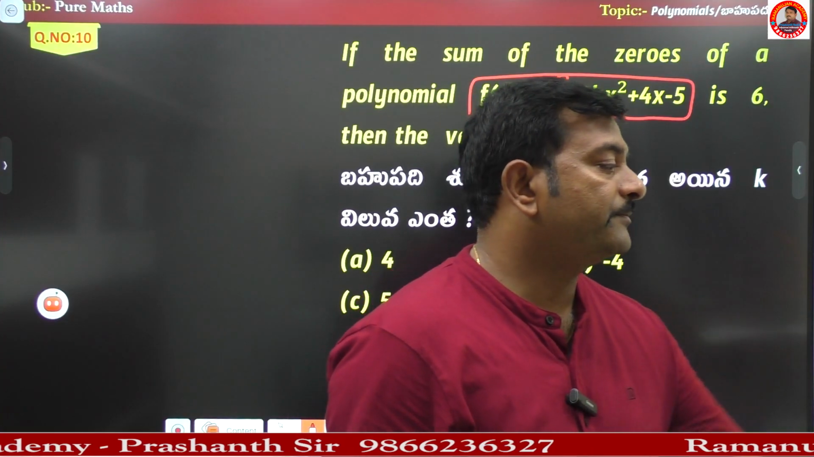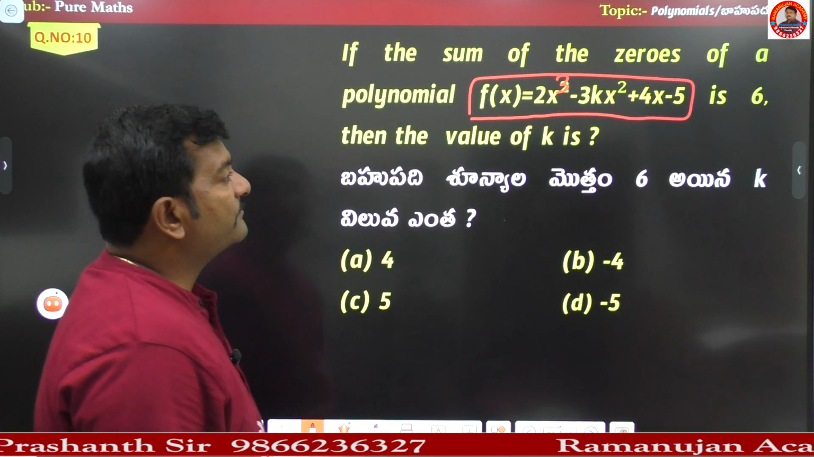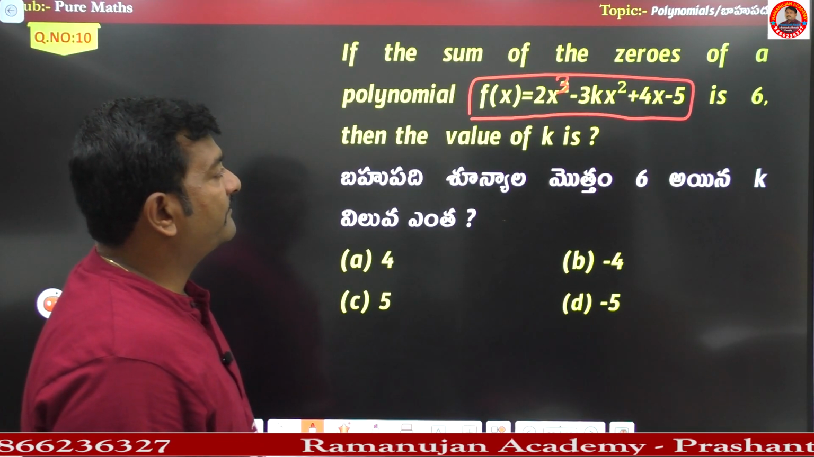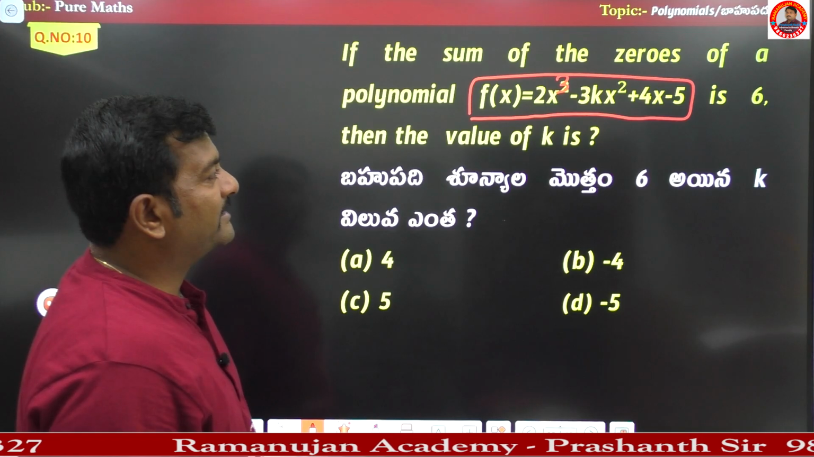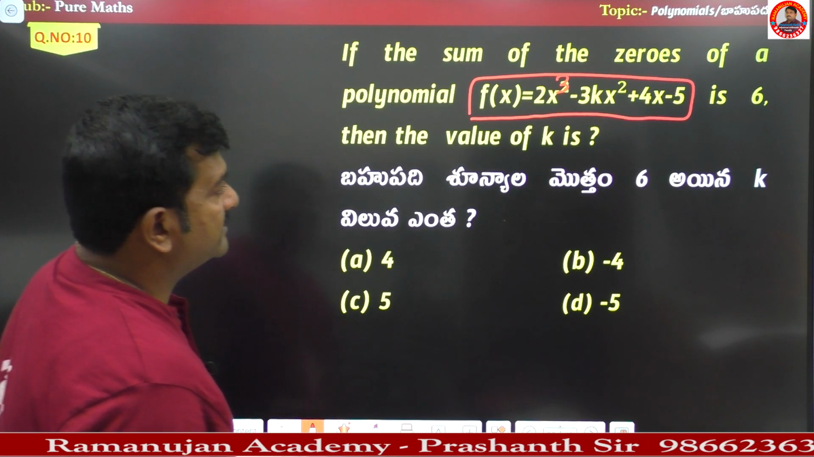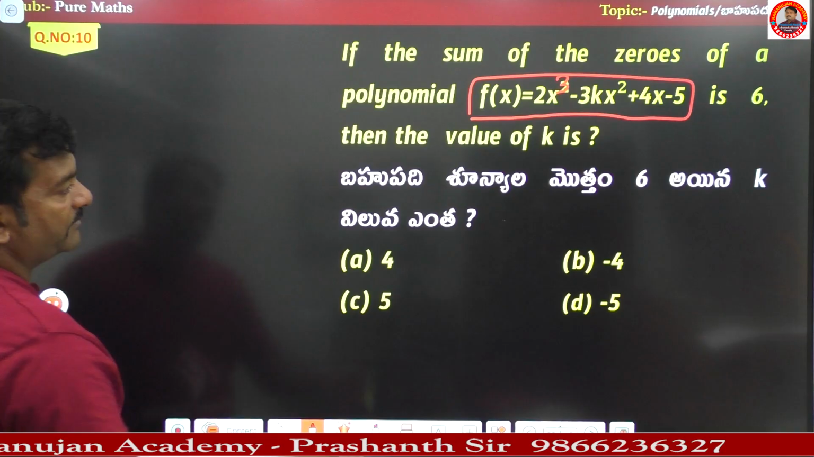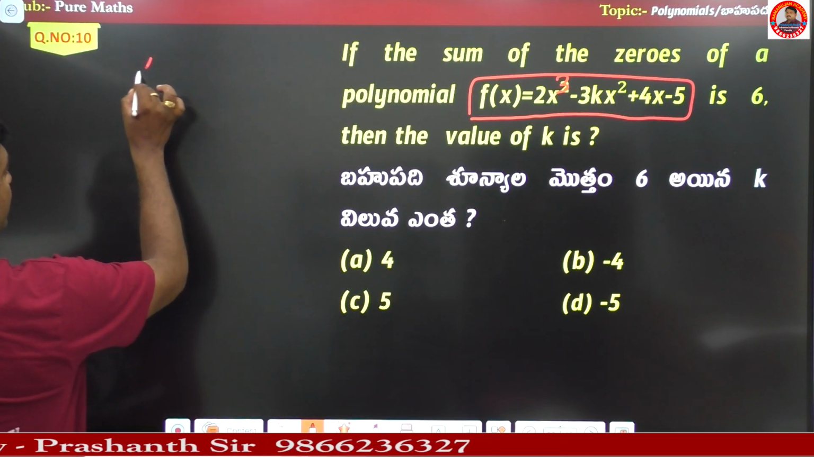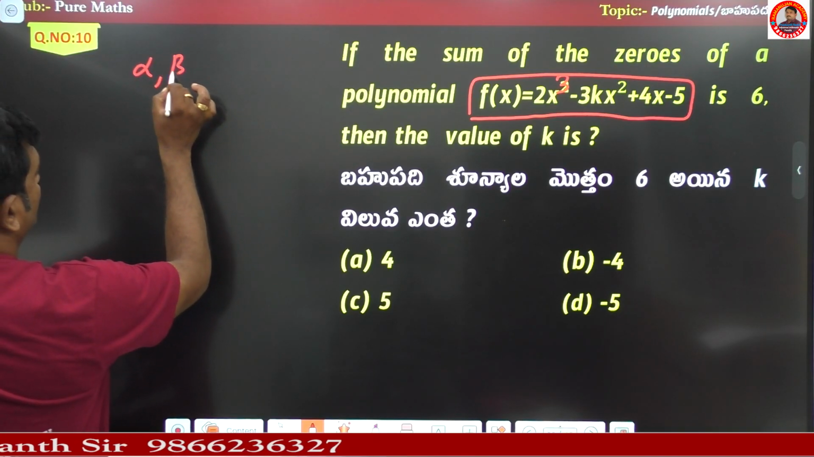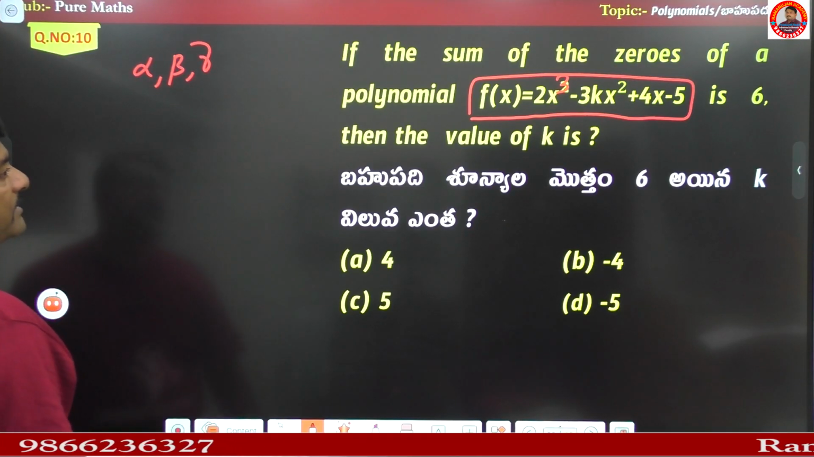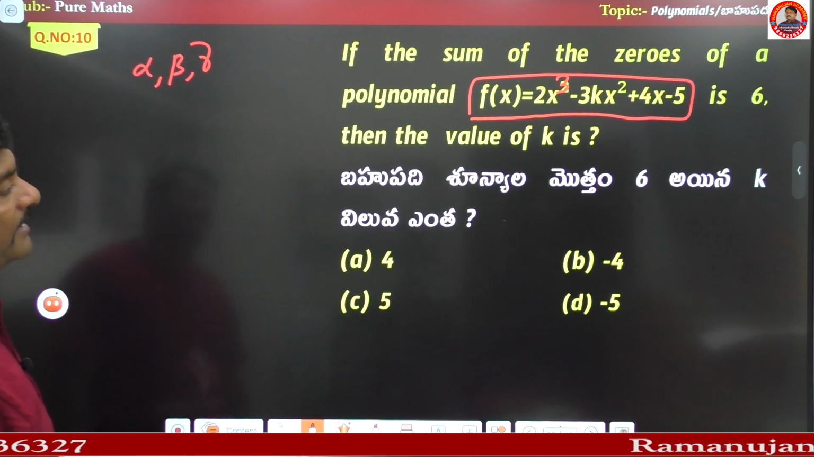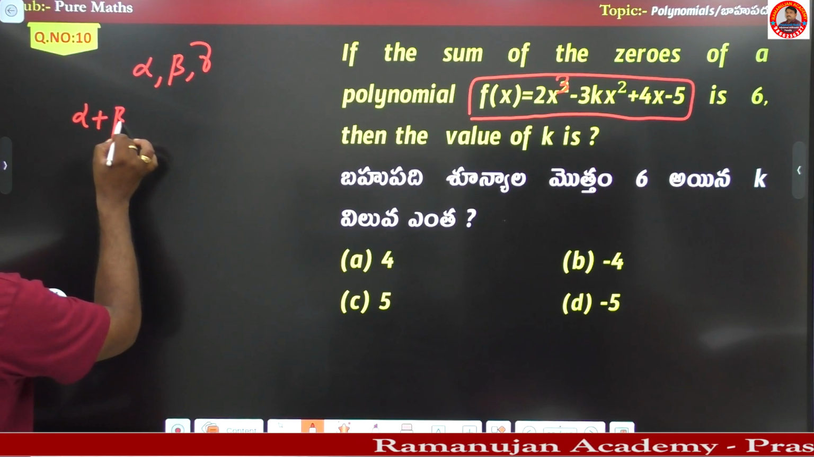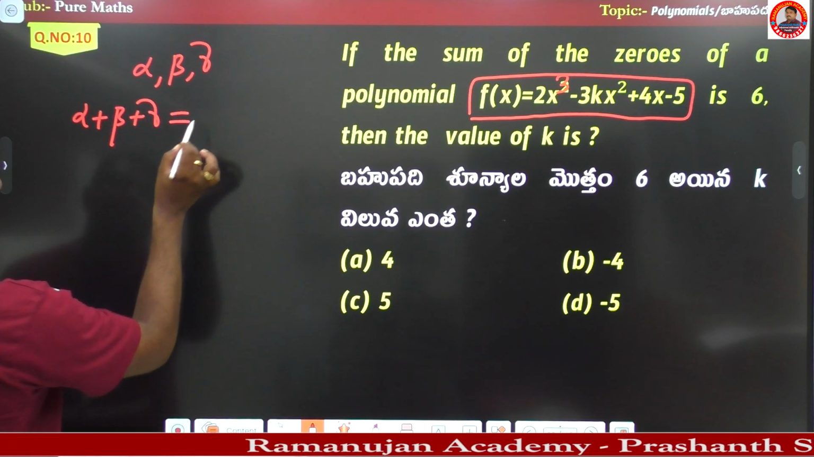I hope you understood. Now observe here: the sum of the zeros of a polynomial f of x equal to 2x cube minus 3k x square plus 4k minus 5 is 6. Is it a cubic polynomial or quadratic polynomial? Cubic polynomial. Since it is a cubic polynomial, every cubic polynomial has 3 roots. Suppose alpha, beta, gamma are the 3 roots. Sum of the zeros means alpha plus beta plus gamma.